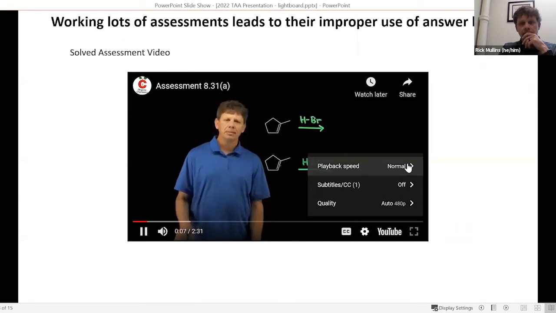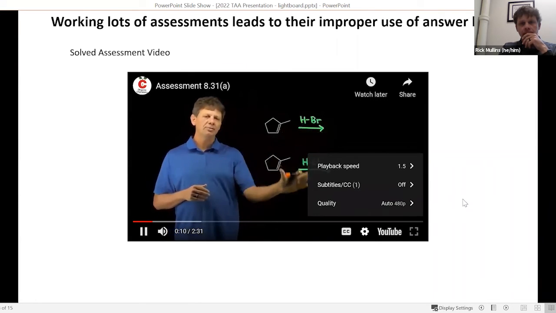This assessment asks us to predict the product of the reaction of the same alkene with HBr.